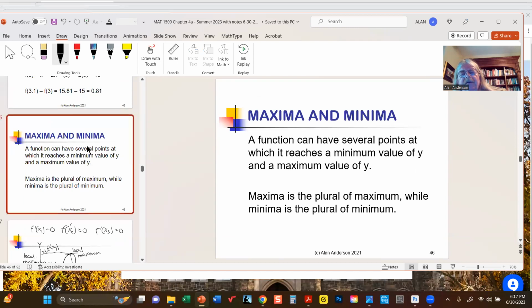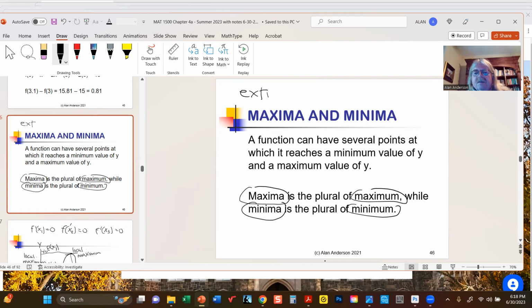Now, of all the ones we're going to see here, this one may be the most important. We're often going to be interested in finding out if a function has a maximum or a minimum value. By the way, a little bit of a Latin lesson here: maxima is the correct plural of maximum, and minima is the plural of minimum. Also, the words minimum and maximum collectively are known as extrema.